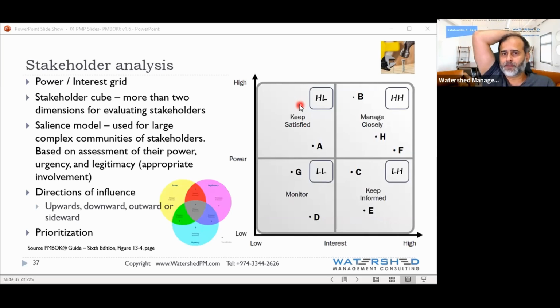Okay. Similarly, you can have some stakeholders. The next two stakeholders have low power. So one of them has high interest, one of them has low interest. But they both have low power. Low power, high interest, one group. Low power, low interest, another group.